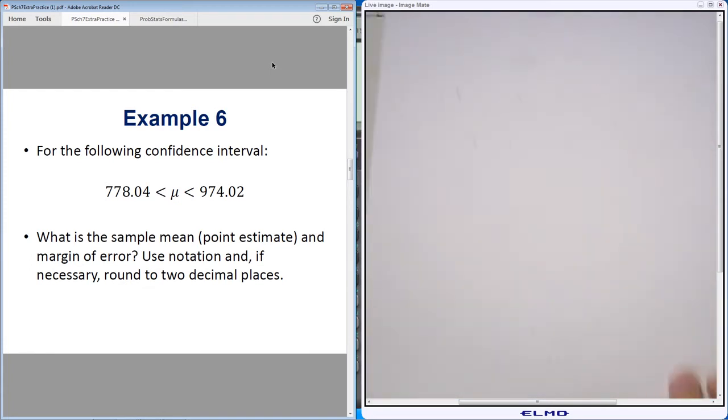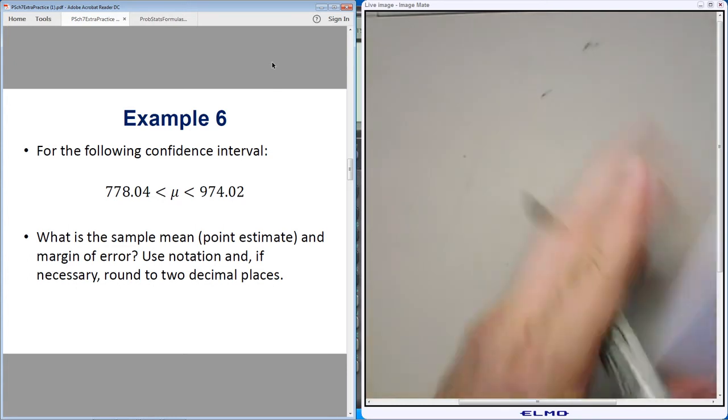Number 6 says, for this confidence interval that's given to you, what's the sample mean? That's another word for a point estimate. And the margin of error.